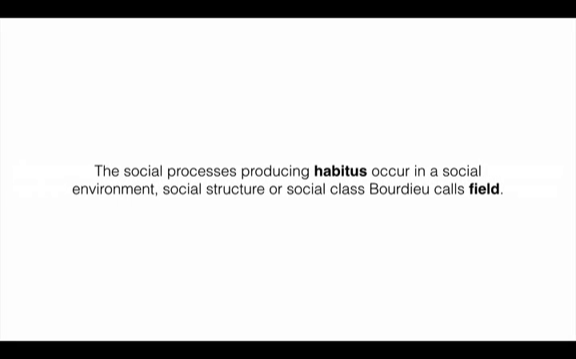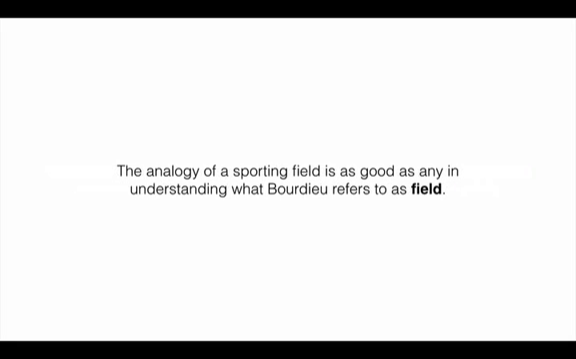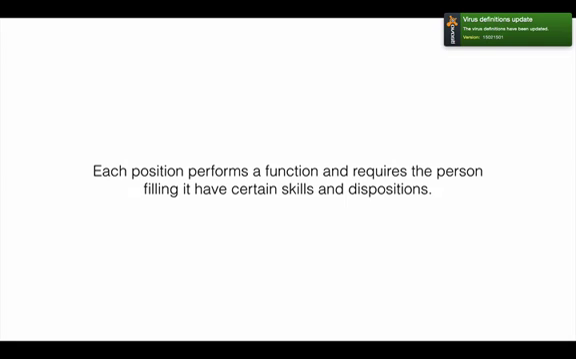The social processes producing habitus occur in a social environment, social structure, or social class, which Bourdieu called field. As will become clear shortly, a field consists of a set of historical relations between positions anchored in certain forms of power, capital. The analogy of a sporting field is as good as any in understanding what Bourdieu refers to as field. Each position performs a function and requires the person filling it to have certain skills and dispositions.